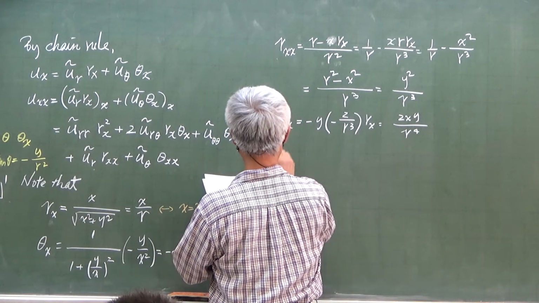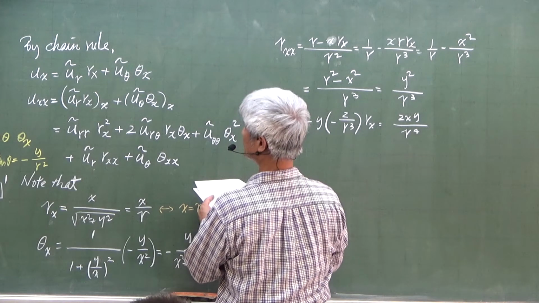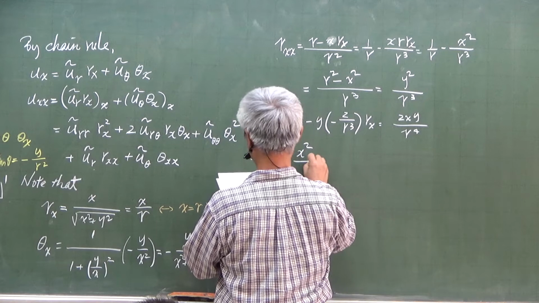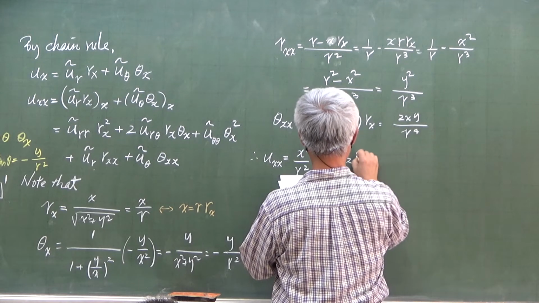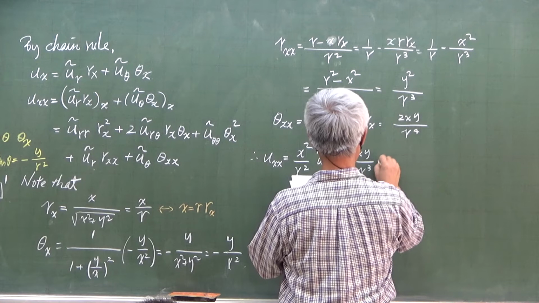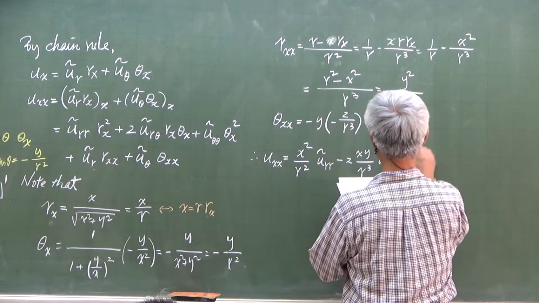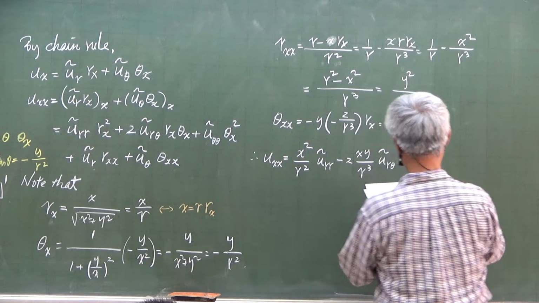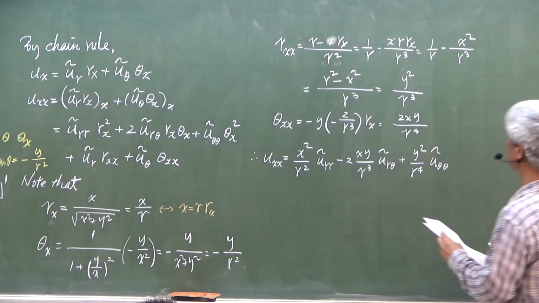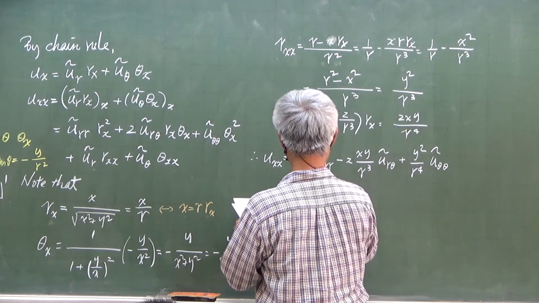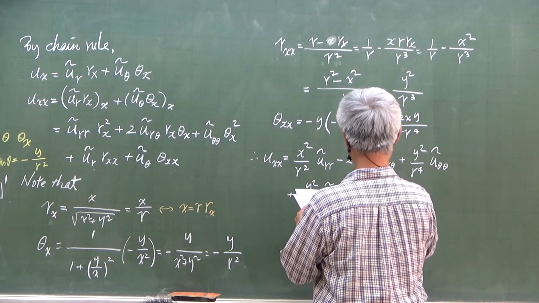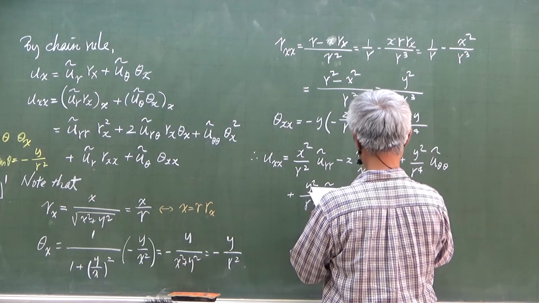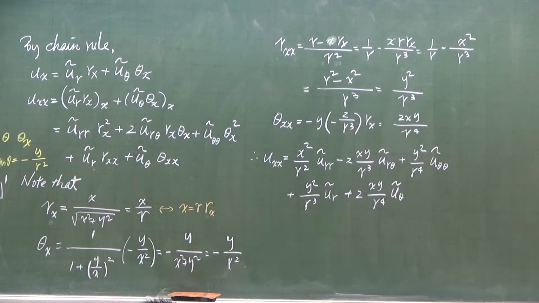Okay, so now we substitute everything to here. So we have u xx, which is equal to x squared over r squared u rr minus 2xy over r cubed u r theta plus y squared over r to the fourth u theta theta, and plus y squared divided by r cubed u r, plus 2xy over r to the fourth u theta. So this is the manipulation.